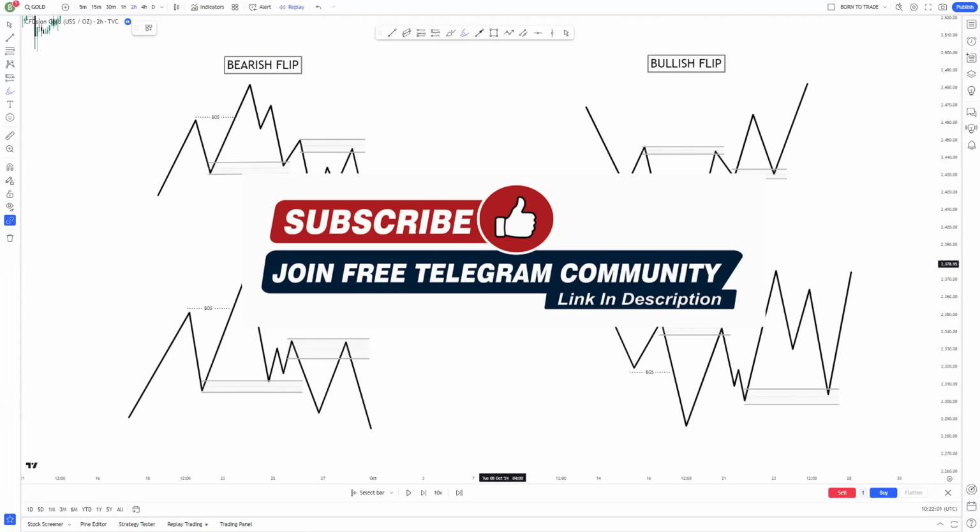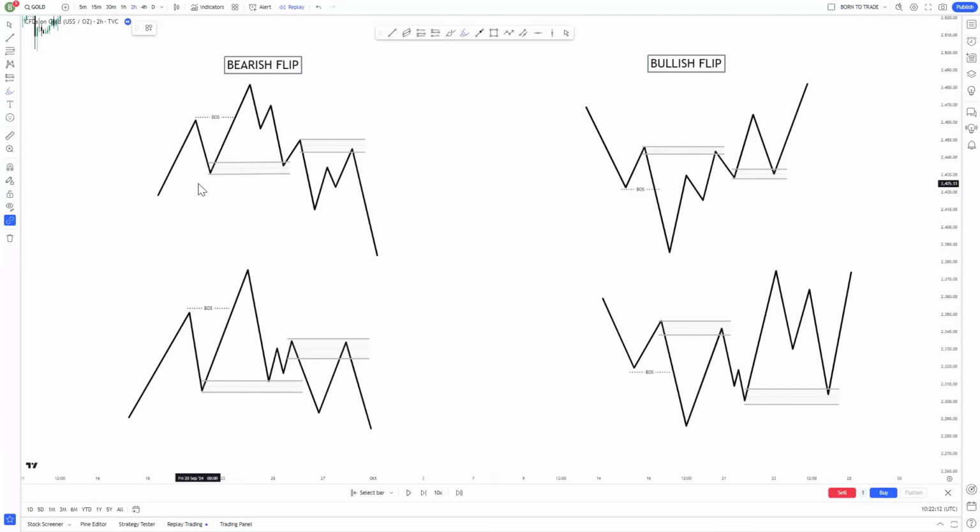So let's jump straight into what we have for today. We're going to be talking about flip zones. And I said we have a bearish flip and we have a bullish flip. Now, looking at the price action right here, what can you clearly see in the market? You can see that price reacts to the upside. We have the pullback, the reaction to the upside, and this is a break of structure.